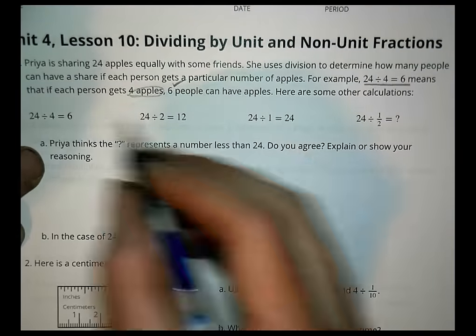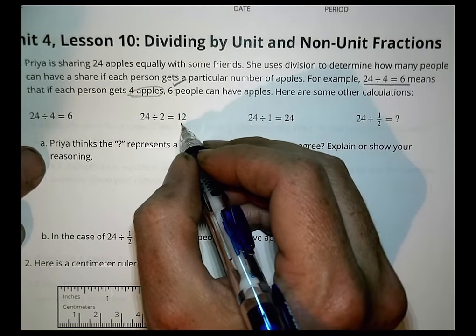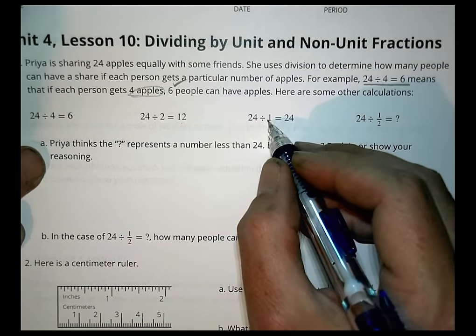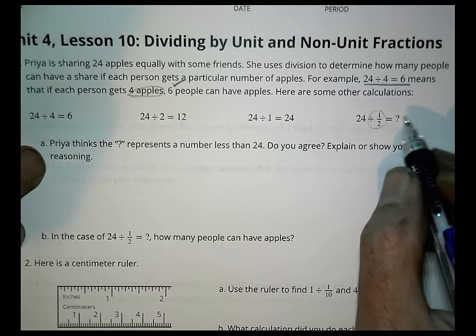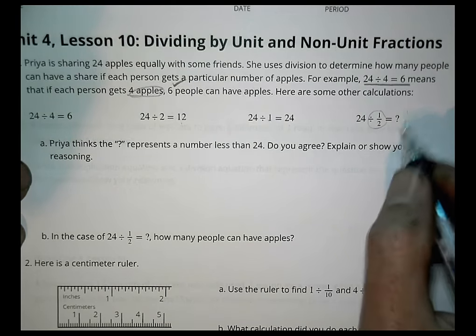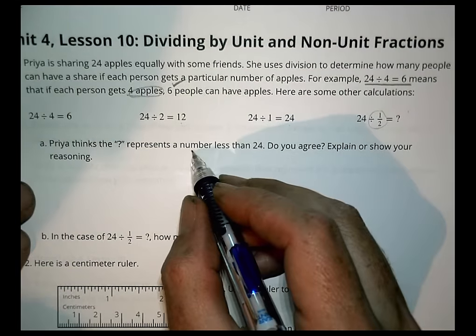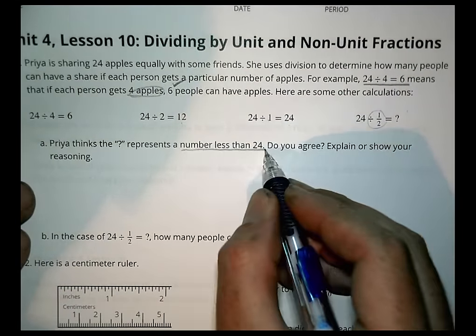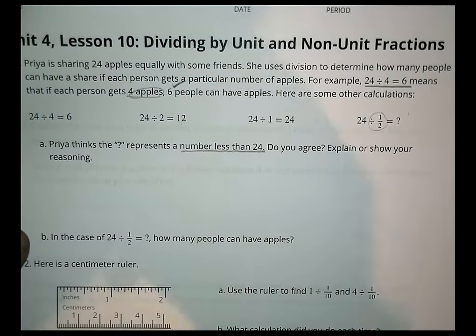24 divided by 4 equals 6, 24 divided by 2, alright, so if everybody gets 2 apples, then 12 people can come, everybody gets 1 apple, 24 people can come, if everybody gets half an apple, then we have a question mark there. Well, we could talk about that in just a second, but it's actually going to be an answer down below. So Priya thinks the question mark represents a number less than 24. Less than 24. Do you agree with that?